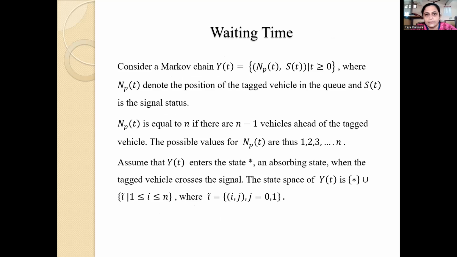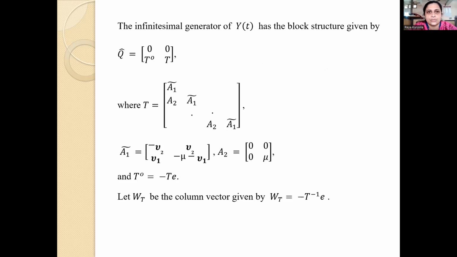NPFT is equal to N if there are N-1 vehicles ahead of the tagged vehicle. The possible values for NPFT are 1, 2, 3, etc., up to N. Assume that Y(t) enters a state star, an absorbing state, when the tagged vehicle crosses the signal. The state space of Y(t) is star union the set of all I tilde such that 1 ≤ I ≤ N, where I tilde is equal to the set of all ij, j equal to 0, 1.